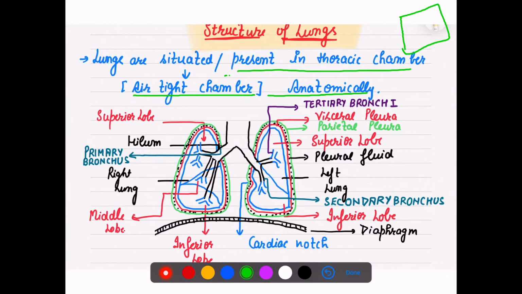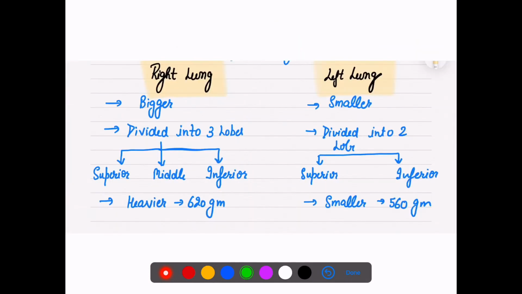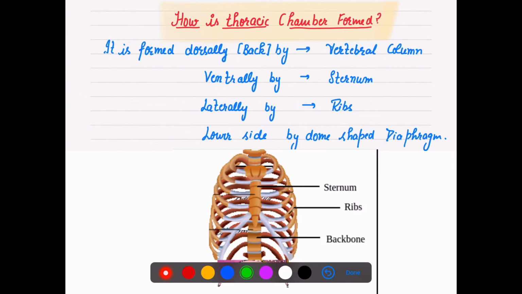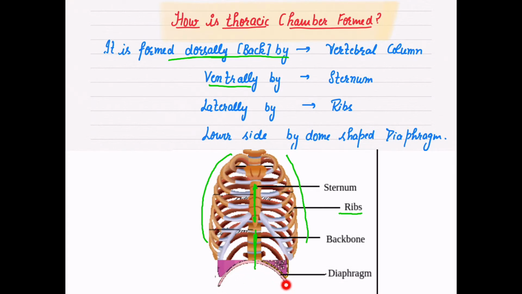Now see how it is actually packed. Dorsally, meaning at the back side, there is the vertebral column, that is your backbone, and ventrally, on the front side, there is the sternum. Dorsal means back, ventral means front, that is your sternum, and lateral means side. On the sides it has ribs. And on the lower side, no side is left, the lower side has the diaphragm.